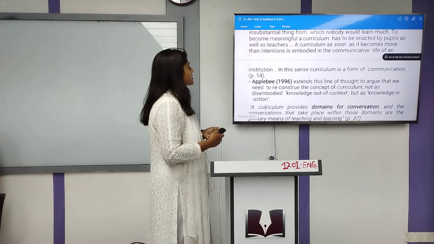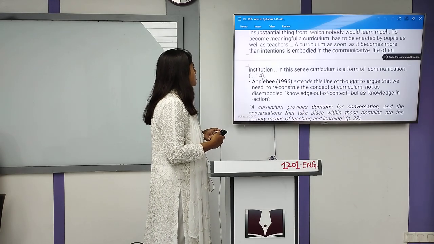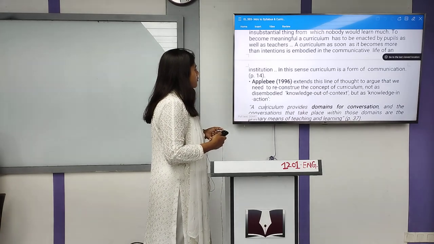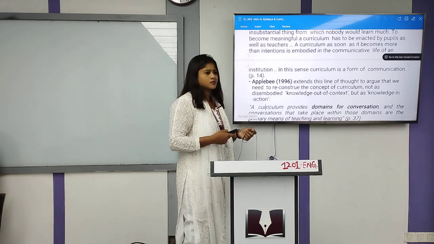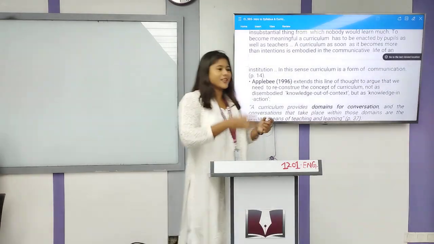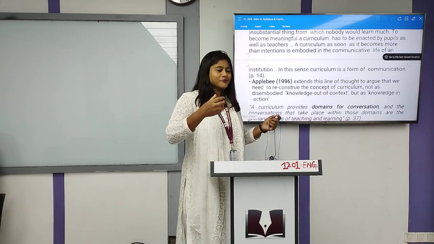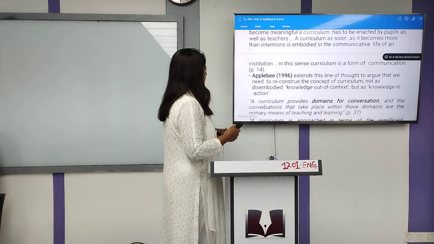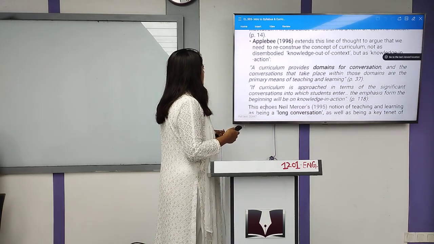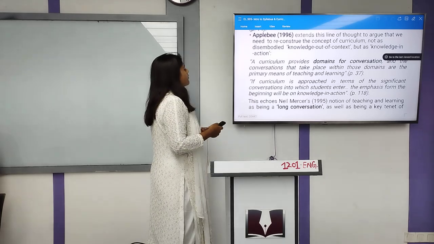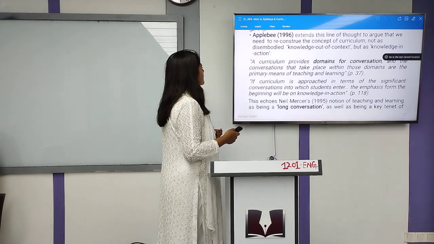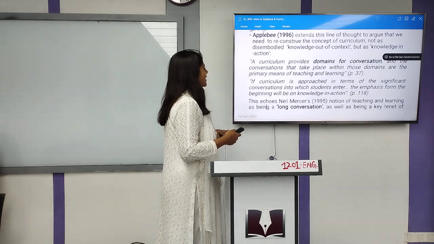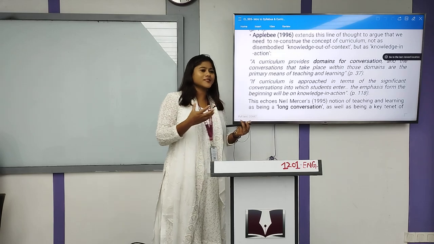Appleby extended this line of thought to argue that we need to reconstruct the concept of curriculum not as disembodied knowledge or content, but as knowledge in action. We will say knowledge in action, right? It will be effective through classroom teaching. So a curriculum provides domains for conversation, and the conversations that take place within those domains are the primary means of teaching and learning. So it's like a kind of conversation.